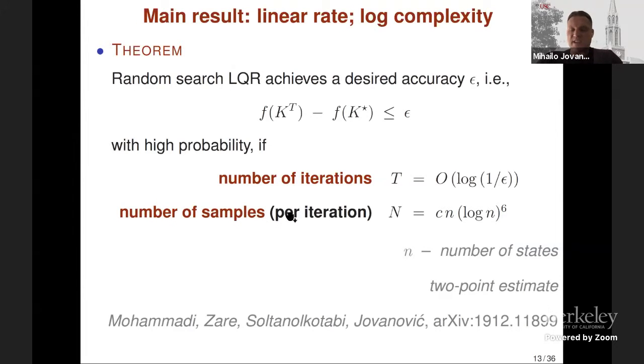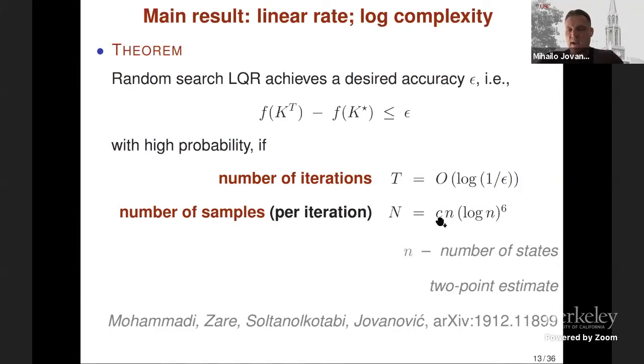and if the number of samples per iteration depends linearly on the state dimension, on the number of components in the state vector. Let's say if you have a standard mechanical system, let's say a mass spring damper system, your state vector would be containing 2 components, position and velocity perhaps of your mechanical system. If the number of samples is linear in the problem dimension, then we have desired accuracy with high probability.